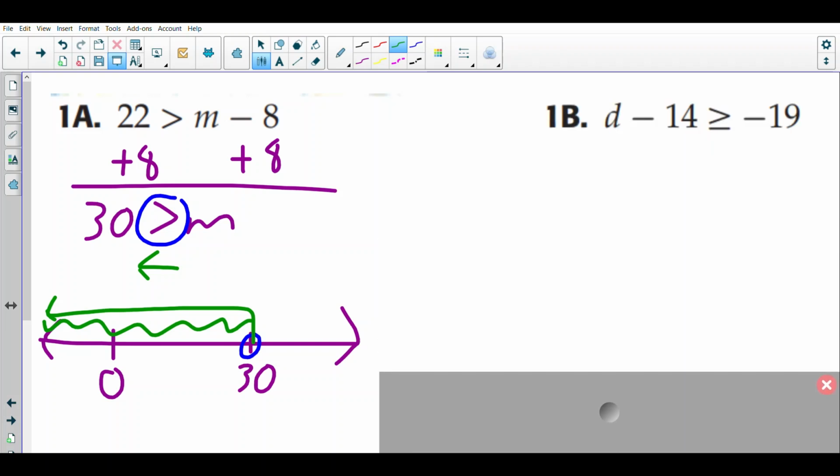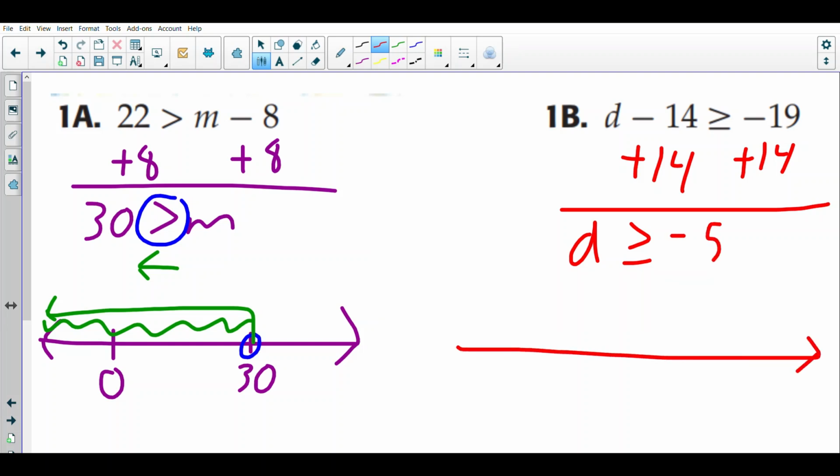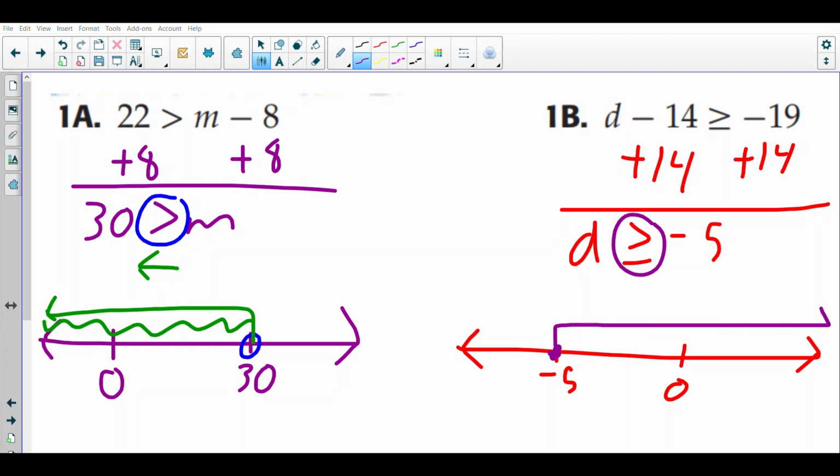Let's do another one. D minus 14 is greater than or equal to negative 19. I'm going to add 14 to both sides. So I get D is greater than or equal to negative 5. Now I'm going to draw my graph. Arbitrary 0, and I go to negative 5. Again, it has an or equal to, so I'm going to have a closed circle. The variable is on the left, so I follow the arrow. And there we go.